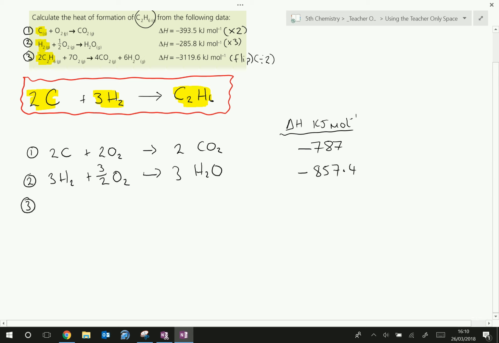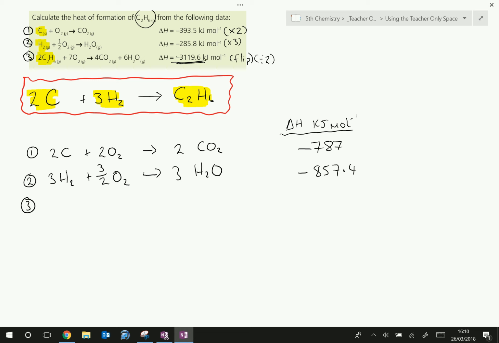So this one's a little bit more complicated because I need to do two things. I need to flip it around and divide by 2. So what I mean by flip it around is everything that was on the left of the arrow now becomes the right hand side of the arrow, and everything that was on the right hand side of the arrow I now write on the left hand side of the arrow. That also means I have to change the sign of my delta H value. So from a minus it will become a plus.